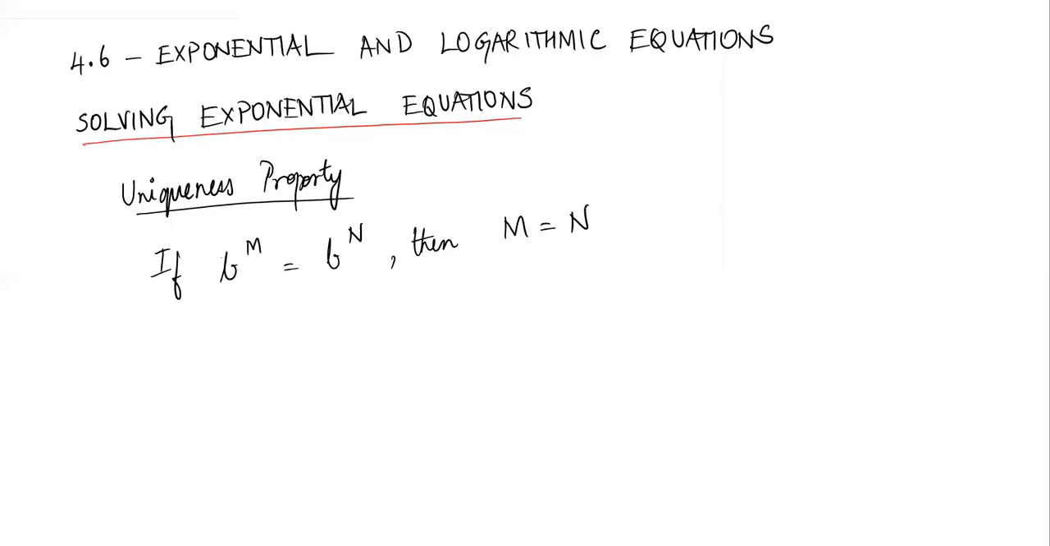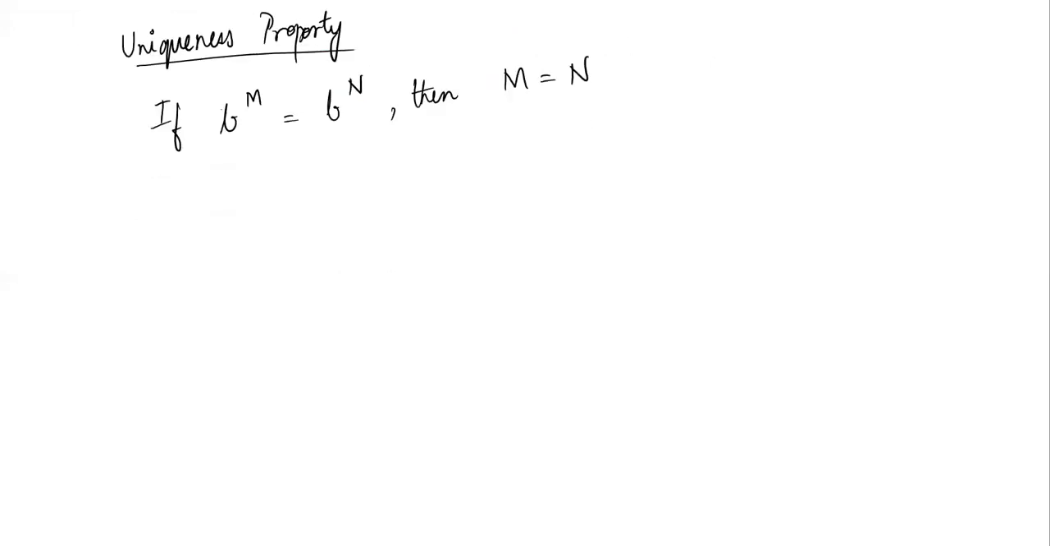Now again, note how the property is set up, right? We don't have a b power m plus something, minus something, or divided or multiplied by something. It is just the entire left side with a base b raised to a power, and the entire right side with that same base b raised to another power n. Then we can set the powers equal to each other because of the uniqueness property. So when we solve exponential equations, obviously there will be a missing variable that we're trying to solve for. If you look at the examples, you will realize that we're actually setting the powers equal to each other to solve for that variable. So here we go.